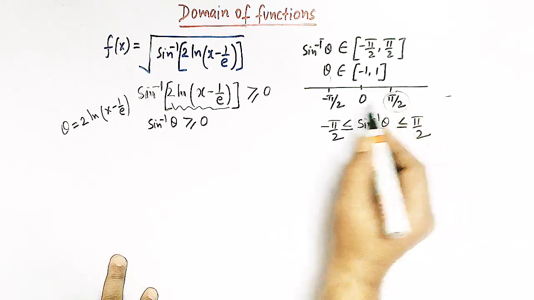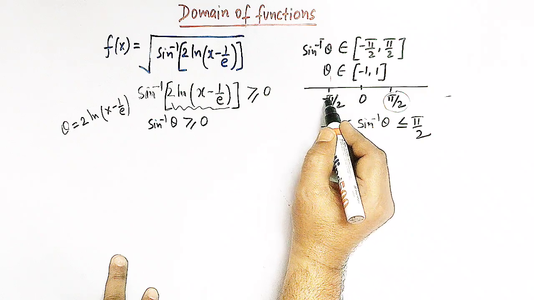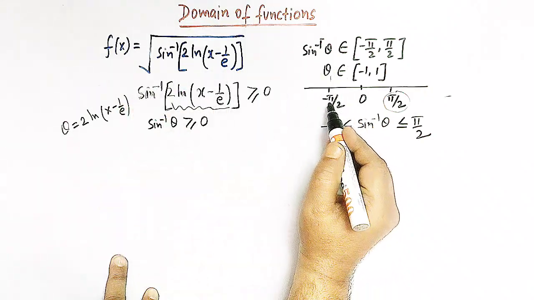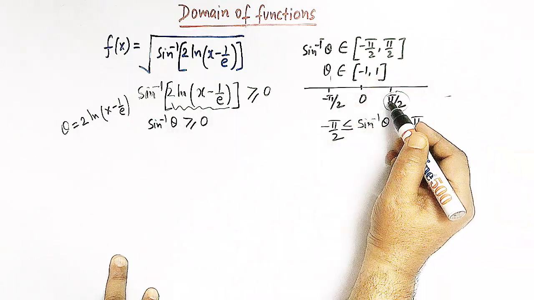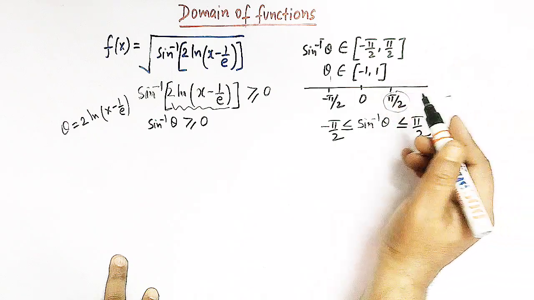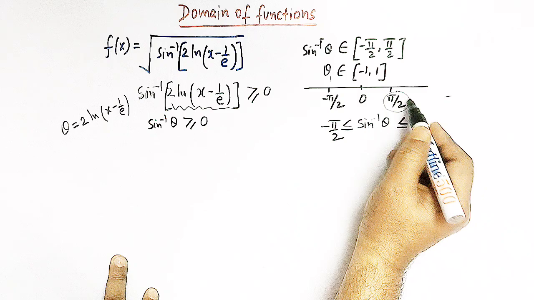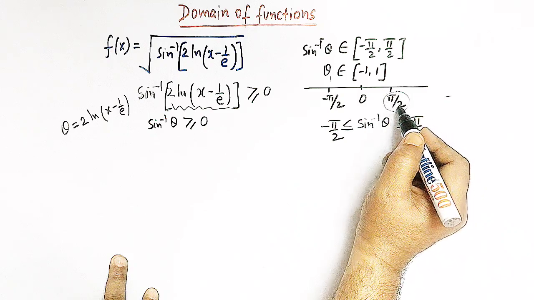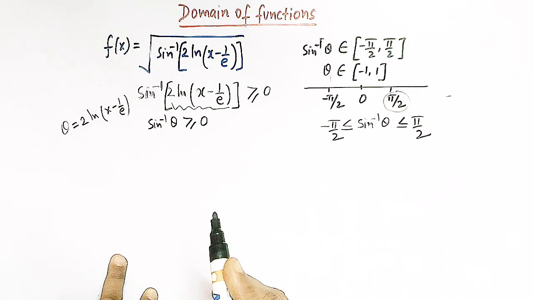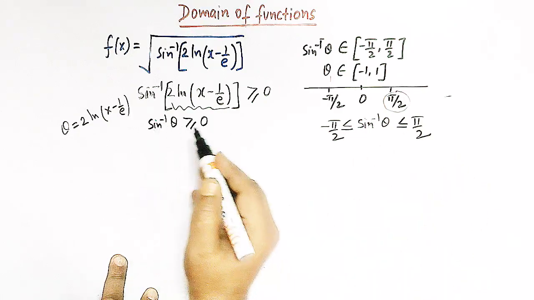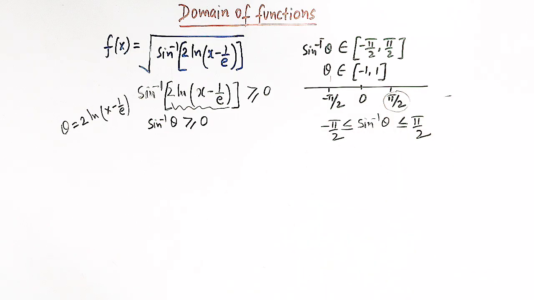So here sine inverse theta cannot go beyond minus pi by 2, that is towards the left of minus pi by 2, and sine inverse theta cannot go beyond pi by 2, that is towards the right of pi by 2. So sine inverse theta cannot exceed this number, that is pi by 2, or sine inverse theta is equal to pi by 2, right? So sine inverse theta must be greater than or equal to 0, but less than or equal to pi by 2.